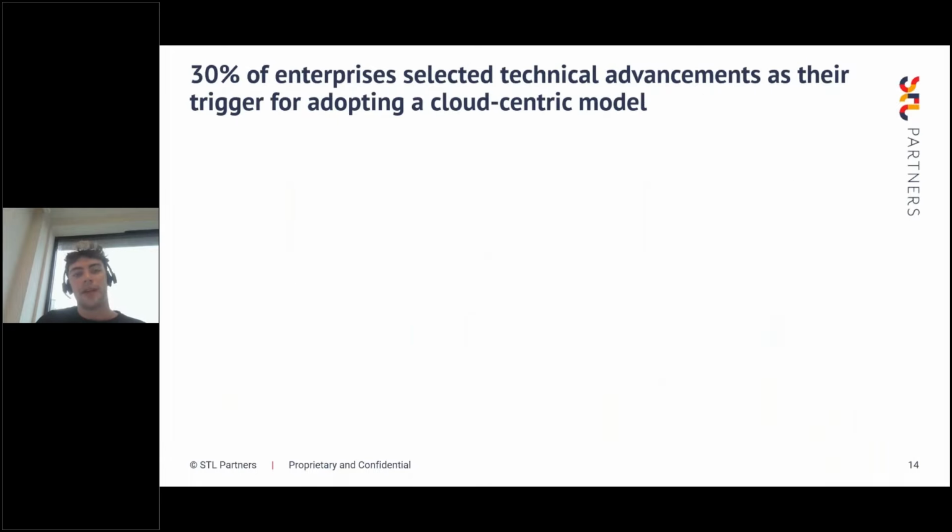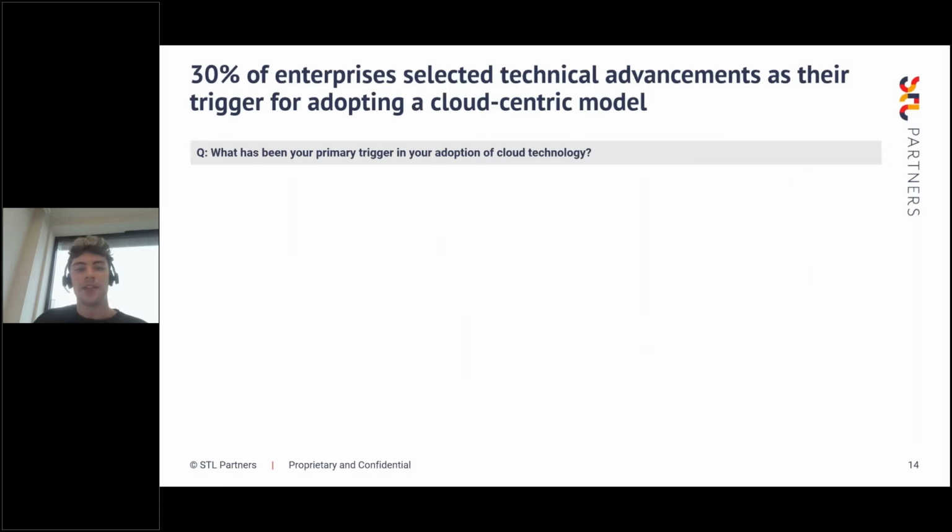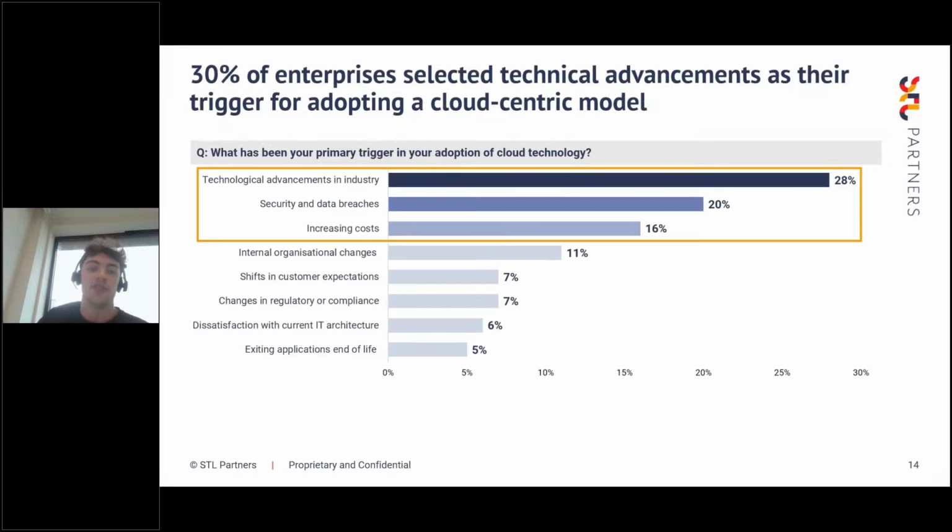We know that demand for cloud services is continuing to grow as enterprises increasingly explore digital transformation practices. With cloud-based applications playing a crucial role in facilitating remote work. And we tried to build on this with this survey question, which asked what the primary trigger was in adoption of cloud technology. And it concluded that almost 30% of enterprises see technical advancements in the industry as their primary trigger. By technical advancements, we're referring to improvements in the industry that could benefit from cloud technology.